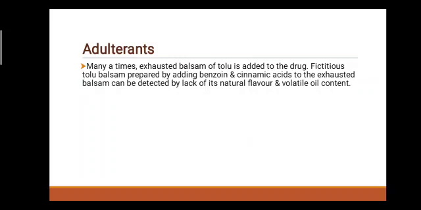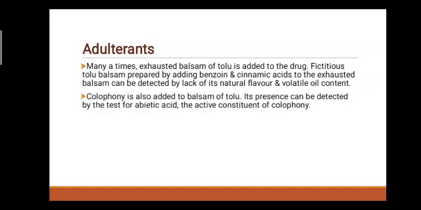Next point, adulterants. Many a times, exhausted balsam of Tolu is added to the drug. Fictitious balsam of Tolu prepared by adding benzoin and cinnamic acid to the exhausted balsam can be detected by lack of its natural flavor and volatile oil content. Colophony is also added to balsam of Tolu. Its presence can be detected by the taste of abietic acid, the active constituent of colophony.